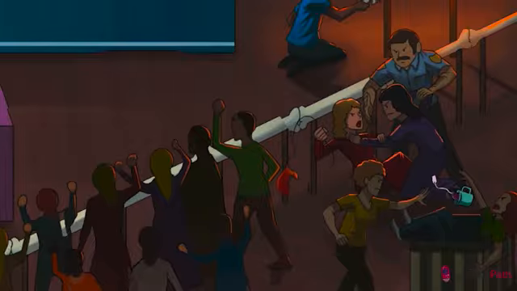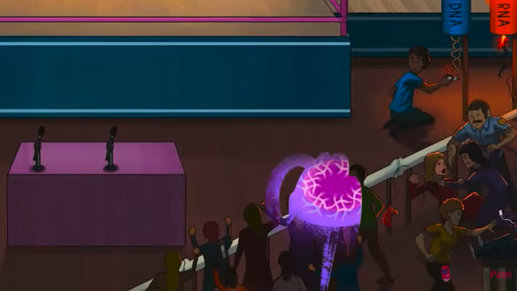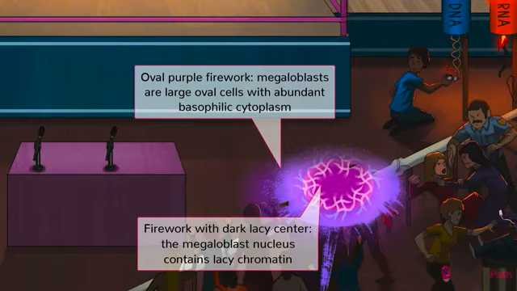While we're still in the bone marrow, keep your eyes peeled for the hallmark of megaloblastic anemia: megaloblasts. Do we even have permits for these? A megaloblast is a very large nucleated cell, containing lots of lacy chromatin surrounded by an abundance of basophilic cytoplasm.